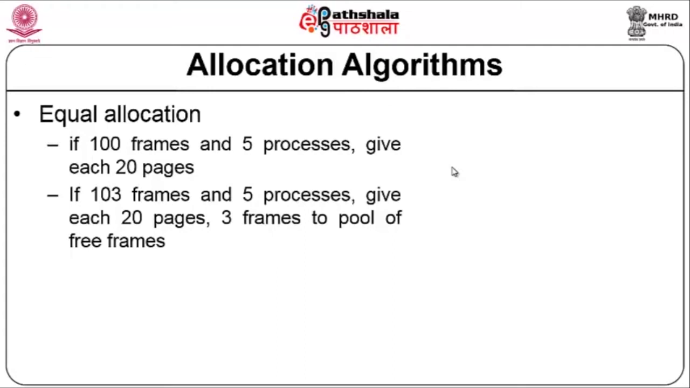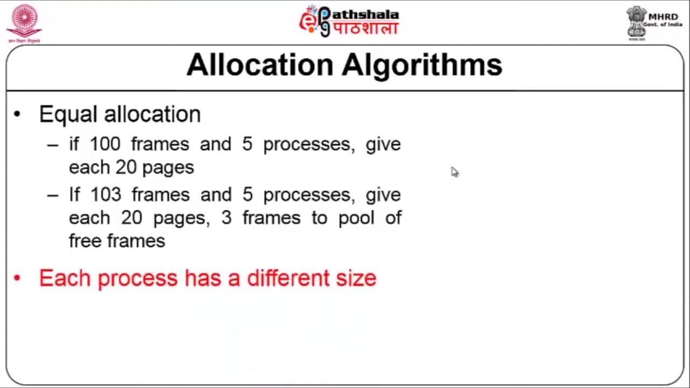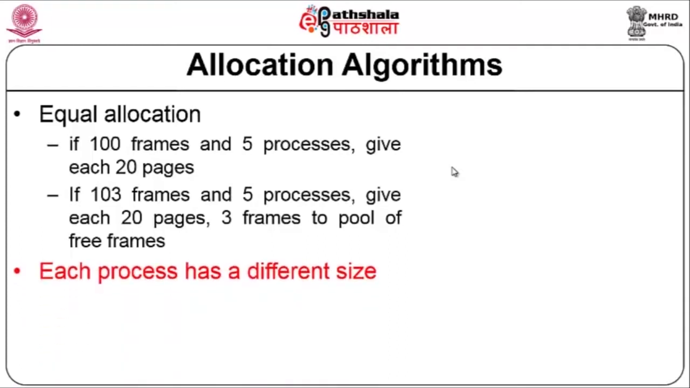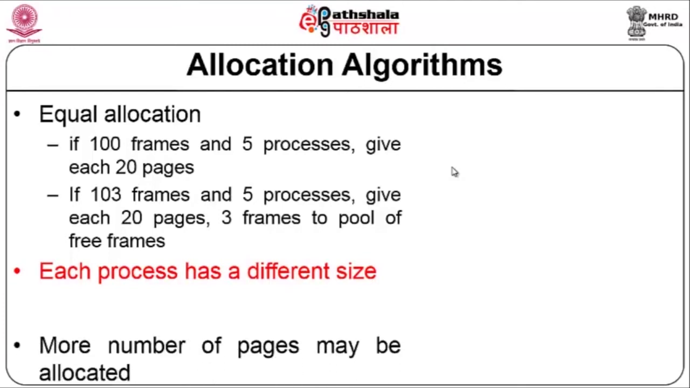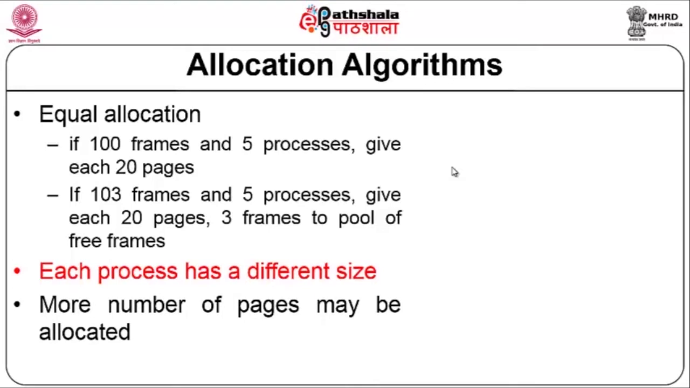Suppose you had slightly more frames, say 103 frames and 5 processes. You can give 20 frames to each process, and the remaining 3 frames can be added to a pool of free frames, kept in the list of free frames. This is equal allocation, but the problem here is that each process can have a different size. All processes need not have the same size. Then in that case, how do you allocate? There is no point in equally allocating the frames among all the processes when they have different sizes.